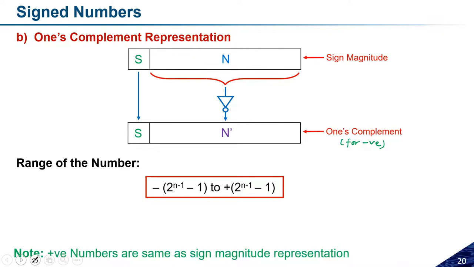Excuse me, sir. Yeah, please. When you have written the range of the number as this, sir, what exactly do you mean by that? It means that, yeah, let me tell you. Suppose I have some information, something like that.